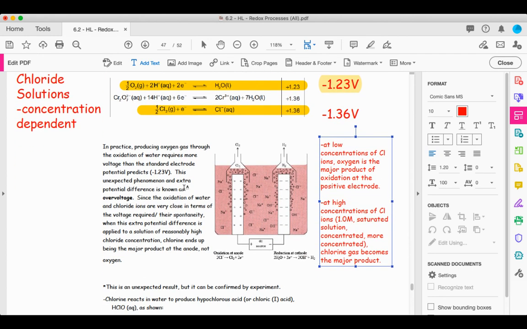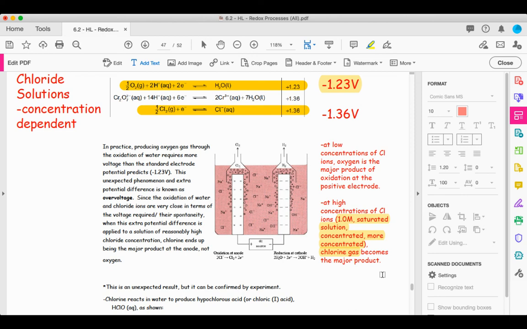So that's what you need to know for the IB. You need to know that at low concentrations of chloride ions, you follow the rules, and oxygen is the product at the positive electrode. But at higher concentrations, triggered by a number of these other terms, the major product is chlorine gas. And so these are the trigger words that would tell you that you're at a higher concentration.